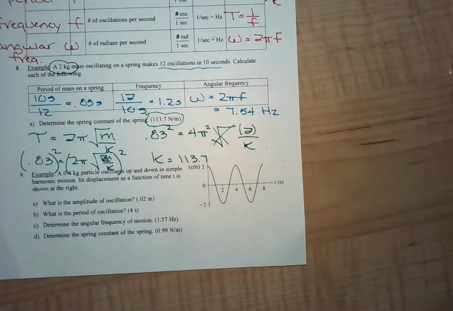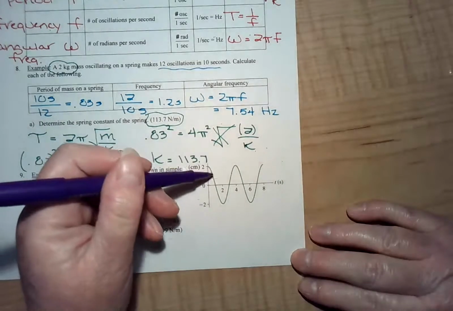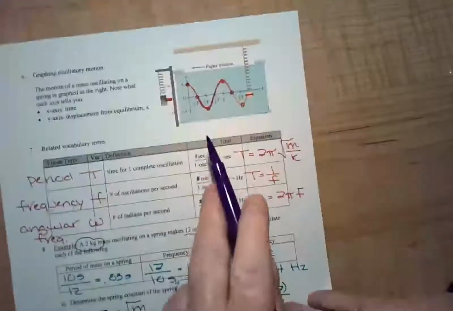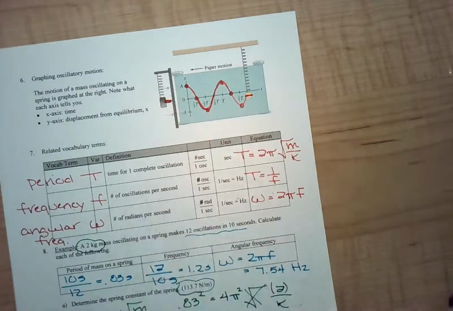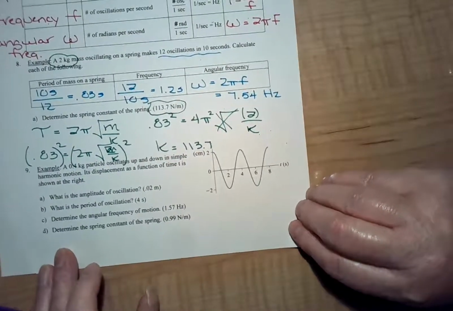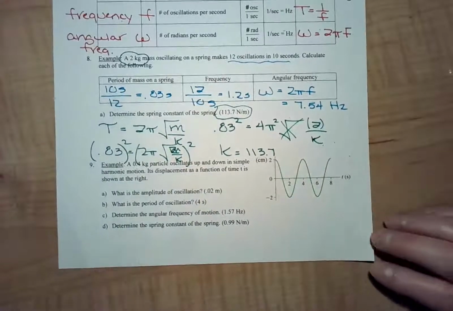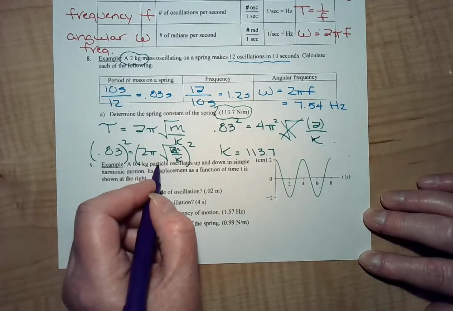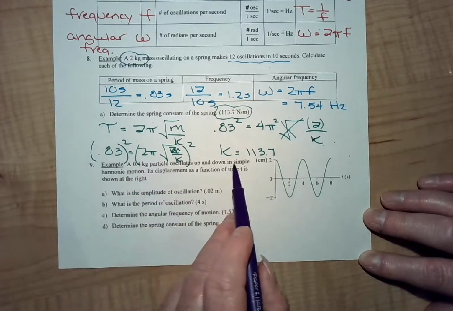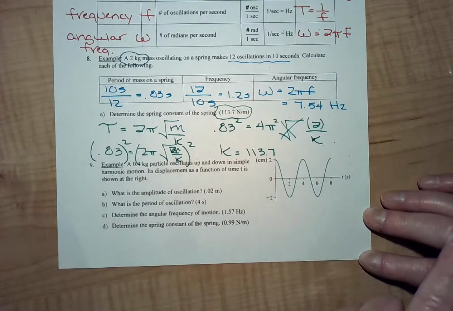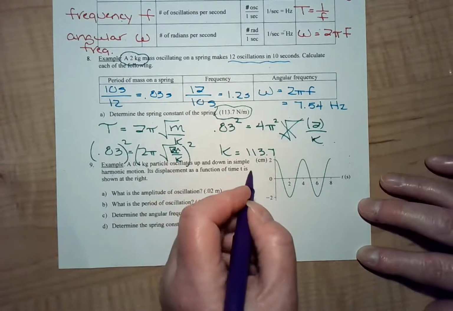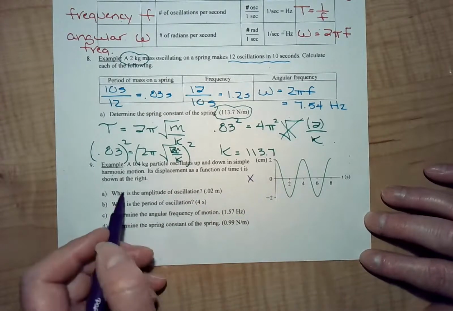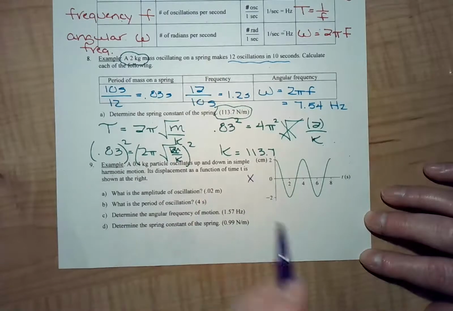Okay, the last thing is we should also be able to look at a graph of an oscillating mass that maybe was formed by something like this and extract some information from that graph. So for example, we have a 0.4 kilogram particle that is oscillating up and down in simple harmonic motion. Its displacement, meaning its x value, as a function of time is shown at the right. All right, what is the amplitude of oscillation?